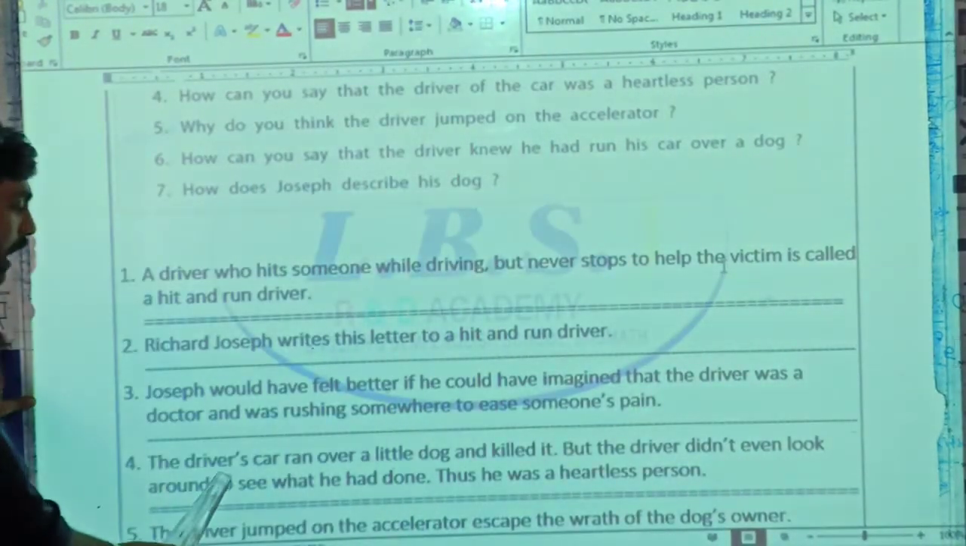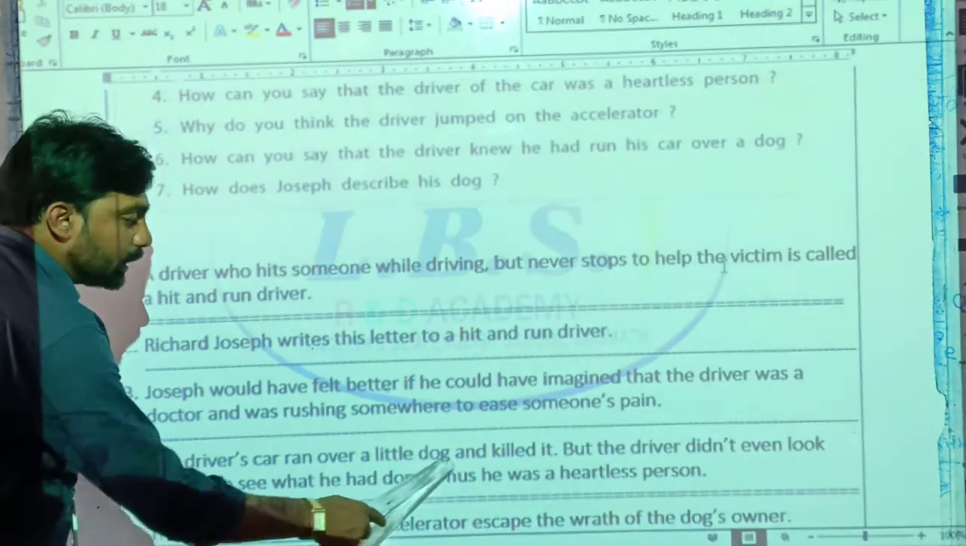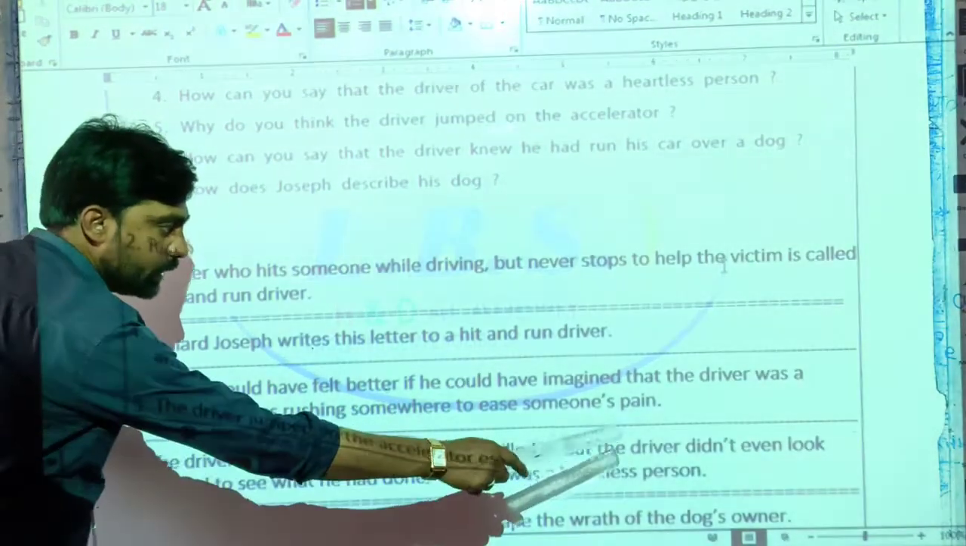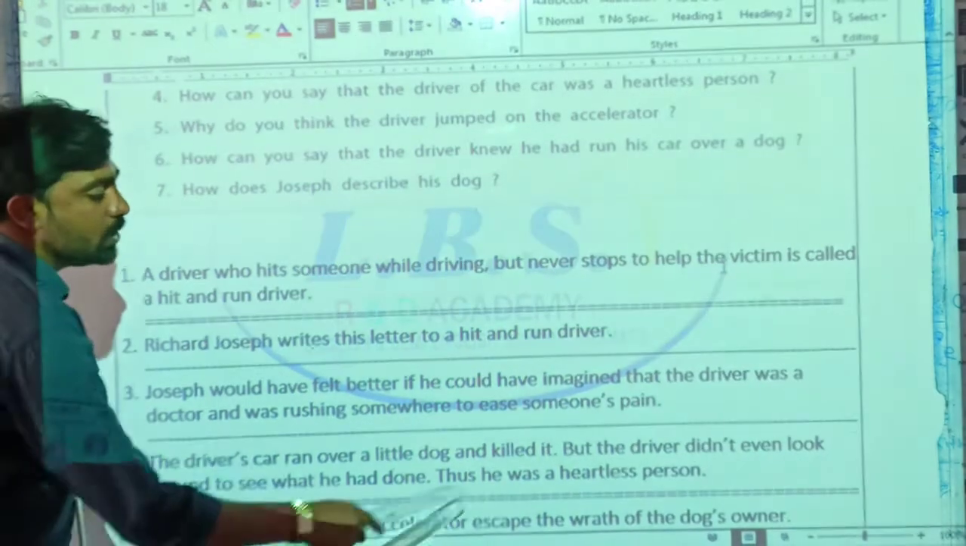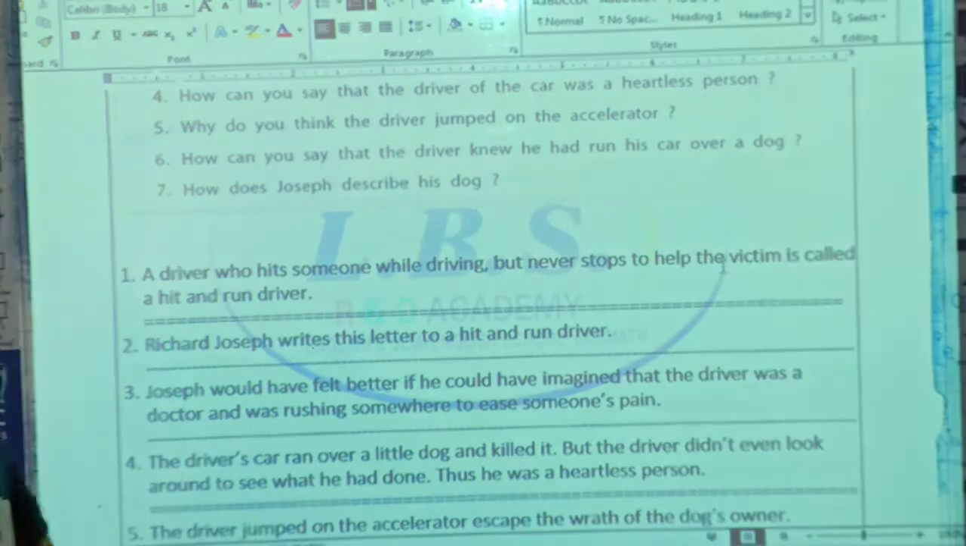The driver's car ran over the little dog and killed it. But the driver didn't even look around to see what he had done. Thus, he was a heartless person.